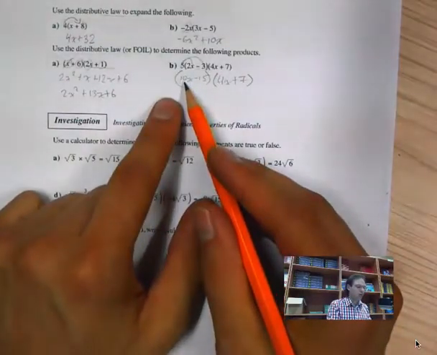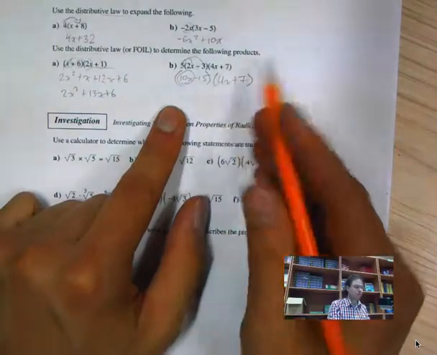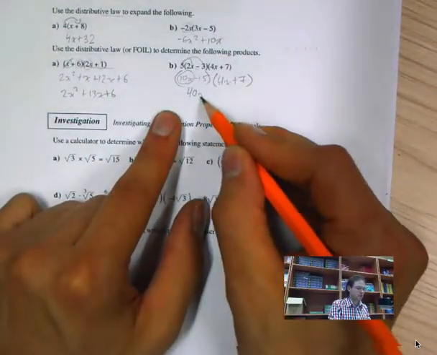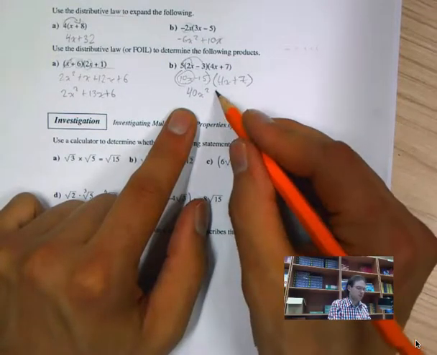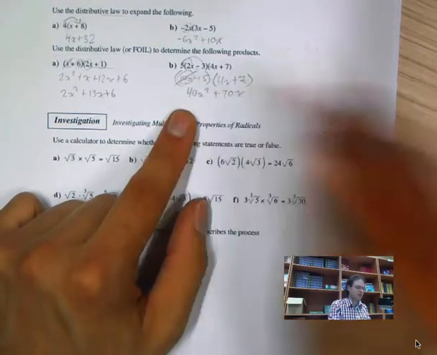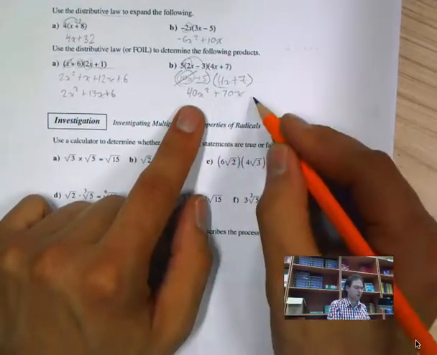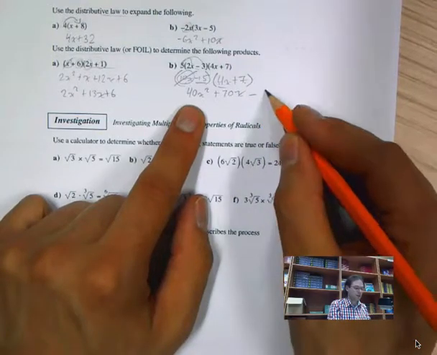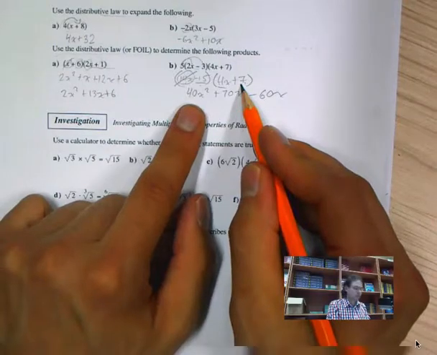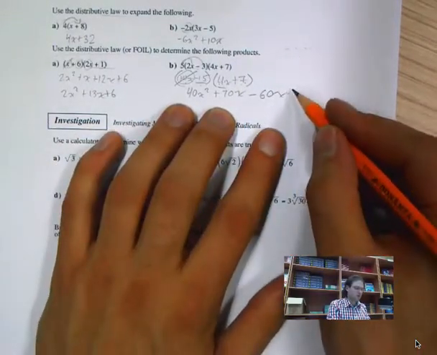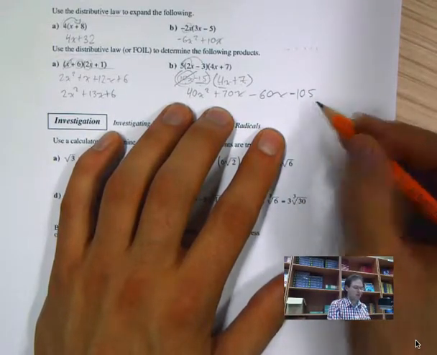Now we do the same thing as what we did with this one. I'm going to first look at my 10x. 10x multiplied by 4x is 40x squared. Then 10x multiplied by 7 will give me plus 70x. So my 10x is done. Now let's look at my negative 15. Negative 15 times 4x is negative 60x. Negative 15 multiplied by 7 is going to give me negative 105.